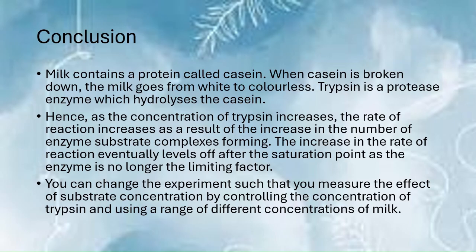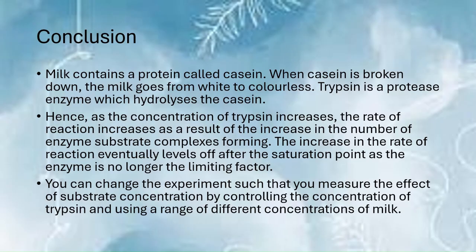So what you will observe from your results is that milk contains a protein called casein. When casein is broken down, the milk goes from white to colorless. Trypsin is a protease enzyme which hydrolyzes the casein. Hence, as the concentration of trypsin increases, the rate of reaction increases as a result of the increase in the number of enzyme-substrate complexes forming.